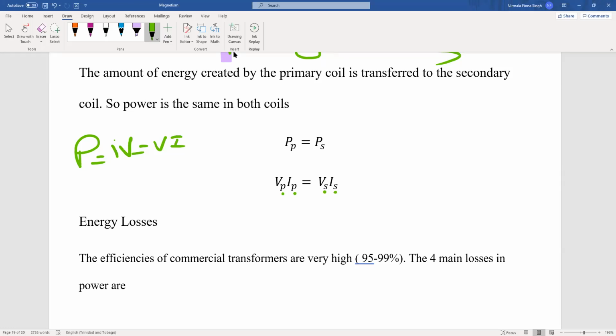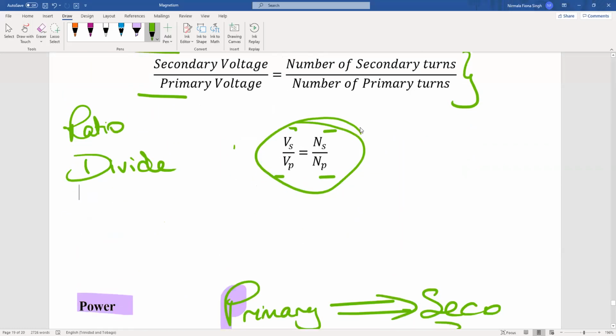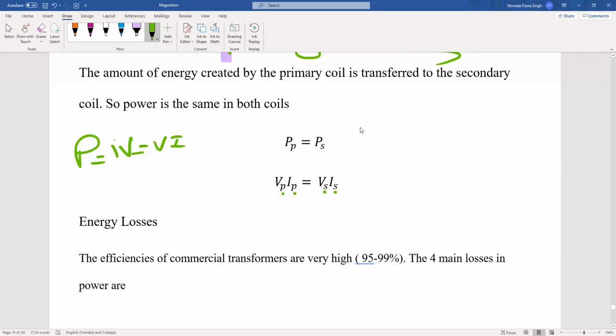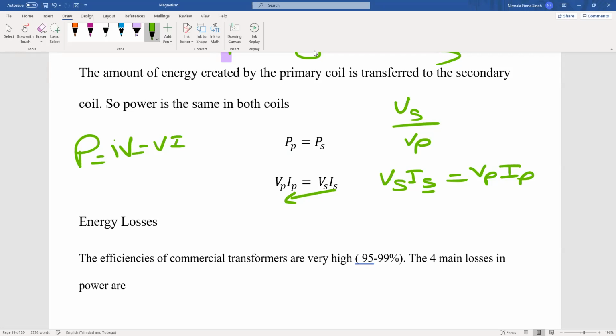Now, if I wanted to do the same thing as I have above here for turns, where I compare the secondary to the primary, let's see what we'll get. Right? I want to get Vs over Vp. So let's just manipulate our equation, see what we get. So to get the Vs on one side, I'm going to have to divide by Is. So let's just say Vs over Is is equal to Vp over Ip. So I'm going to divide by this. I'm going to get Vs is equal to Vp over by Ip over Is. Everybody agree with that? I'm doing step by step.